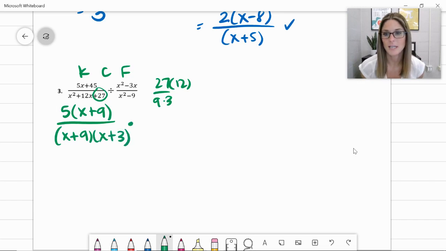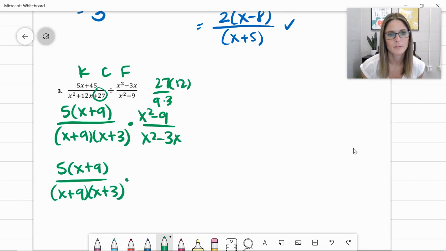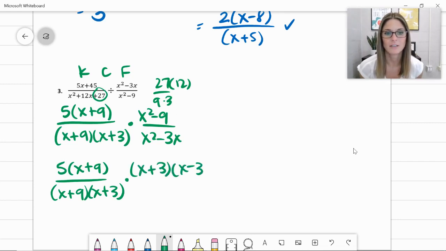We're going to change it to multiplication. So we got to flip that second expression. So now the x squared minus 9 is in my numerator. Actually, let me write that just for the sake of our notes here. And then I'll just copy this down. So we flipped that second expression. So now let's show factoring x squared minus 9. Do you recognize it? It's a difference of perfect squares, x plus 3, x minus 3.